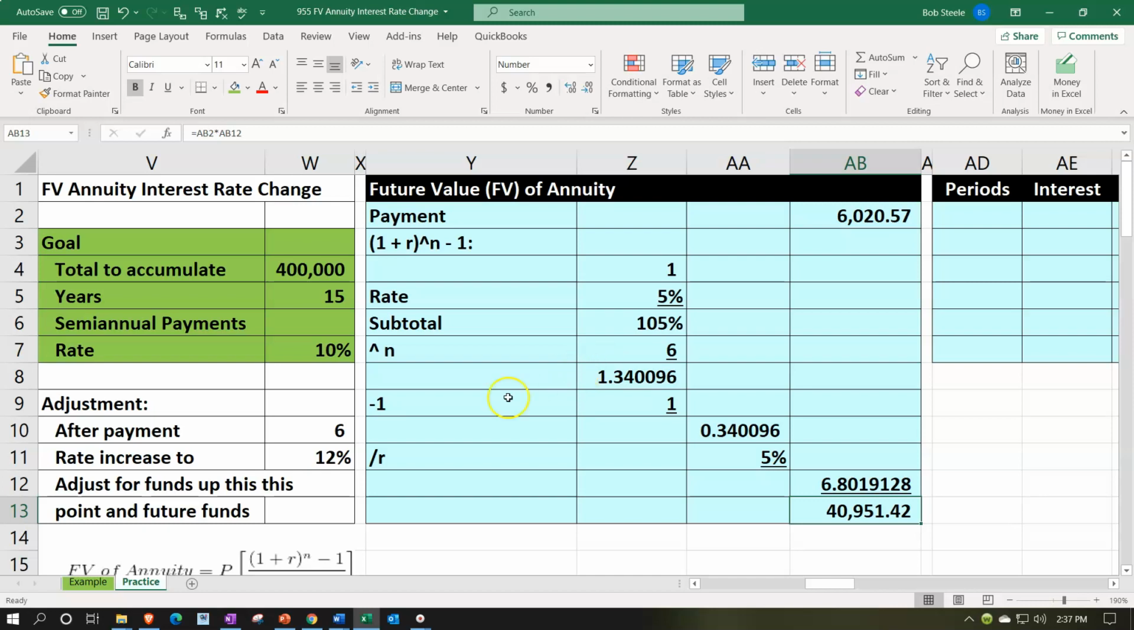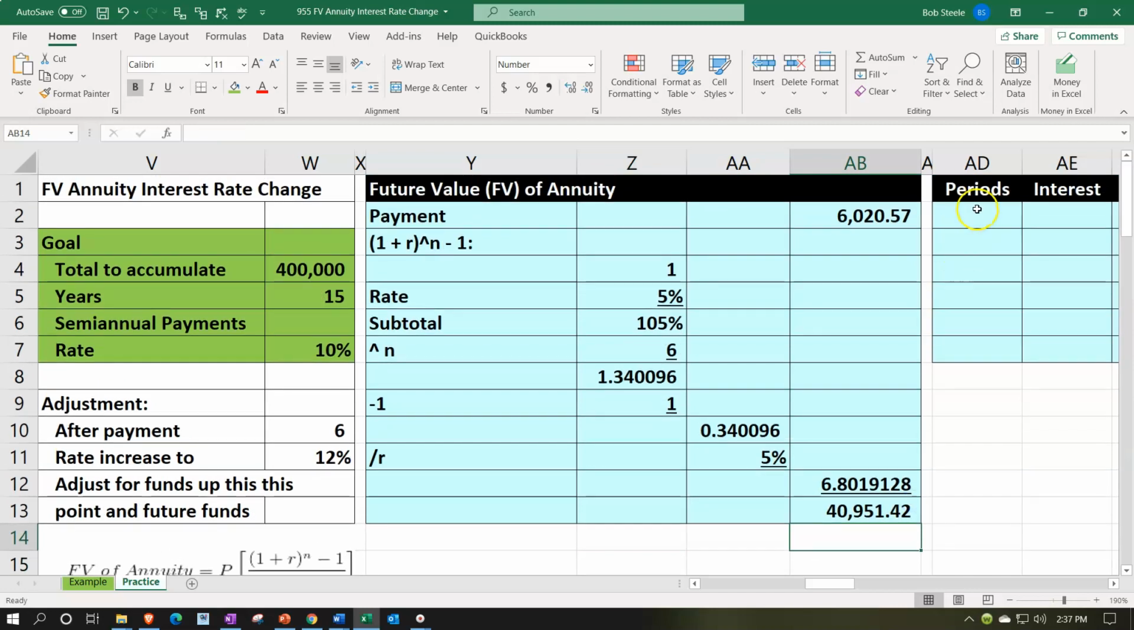40,941.42. That's the amount that we had from the first 6 payments at the 10%, which we can now generate hopefully 12% on for the remaining time period. And then we have to figure out the annuity. So we have to figure out what we're going to earn on this fixed amount for the rest of the time period. Plus we're going to have to make another annuity for the remaining payments, the remaining 24 payments.